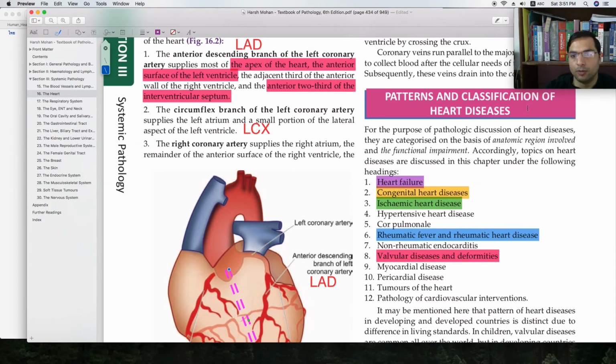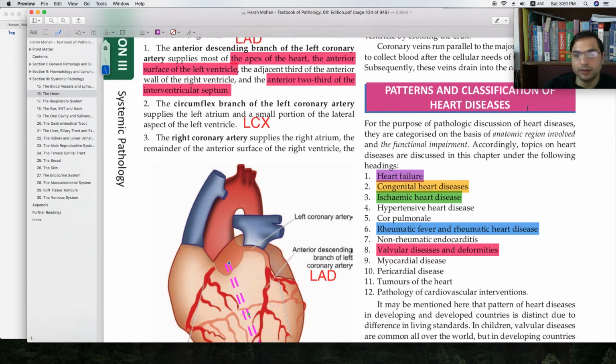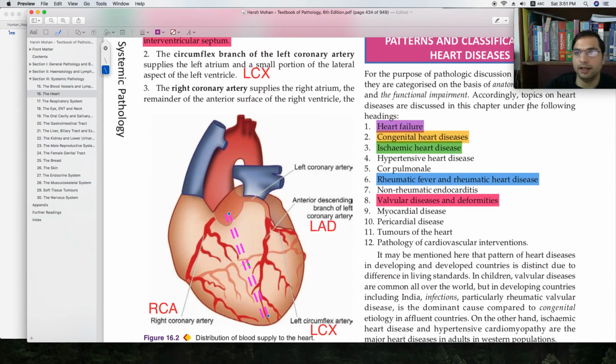So now, after this we will be studying the diseases. The first disease that we will take in the heart. So now we know that the heart is a pumping organ, right? So what can happen? What are the diseases that you can think of?